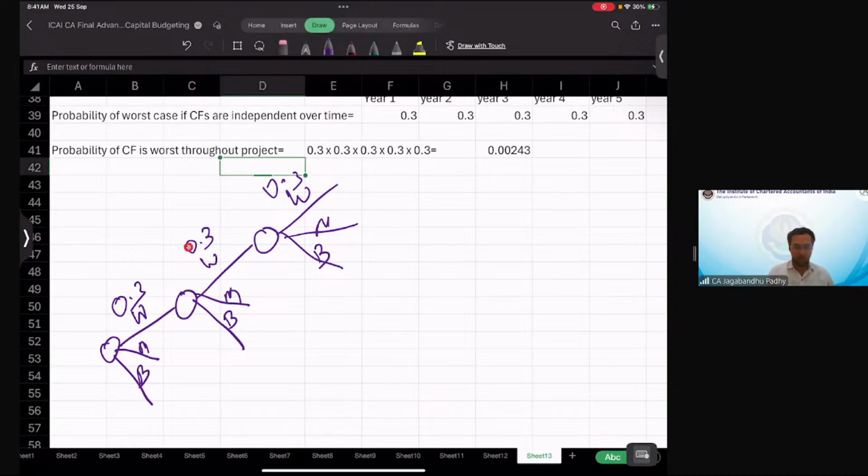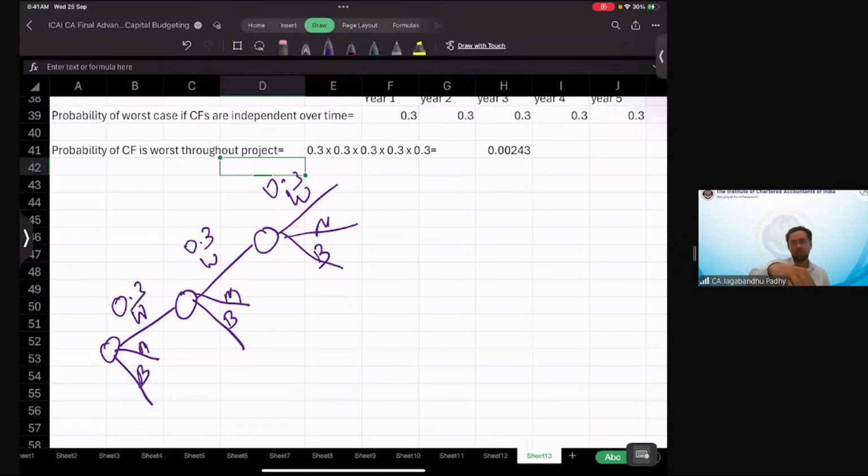So when it is not dependent, sir, if it is worst in the first year, is it likely to be worst also in the second year? No, it can be worst, it can be moderate, it can be best. So first year you have a 30% chance that it is worst. Second year you again have a 30% chance that it is going to be worst, because it is independent of the previous, and therefore it just needs to get multiplied.